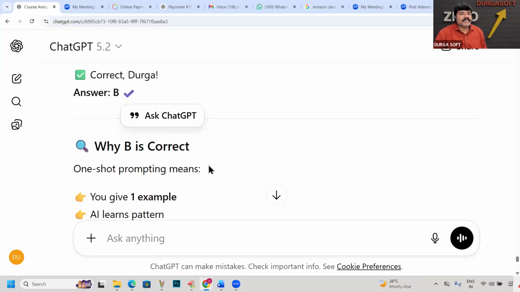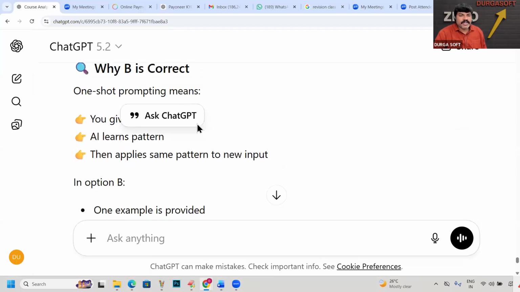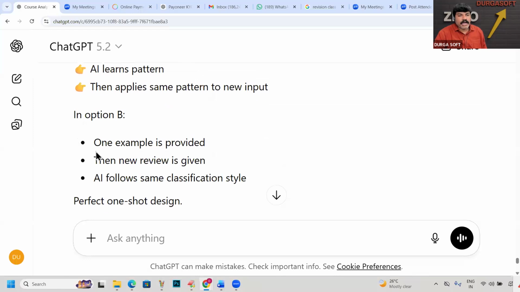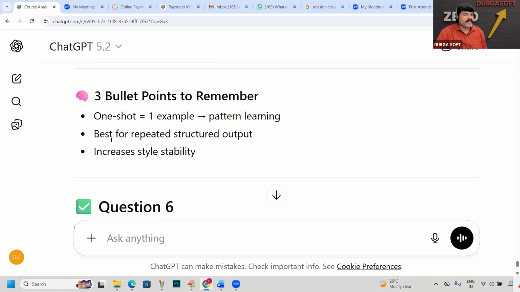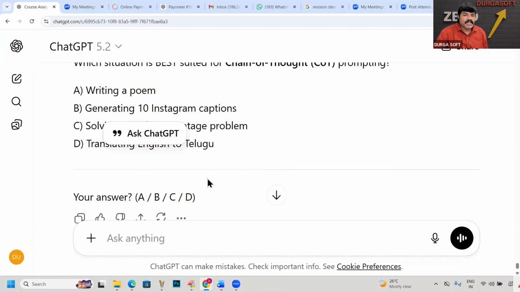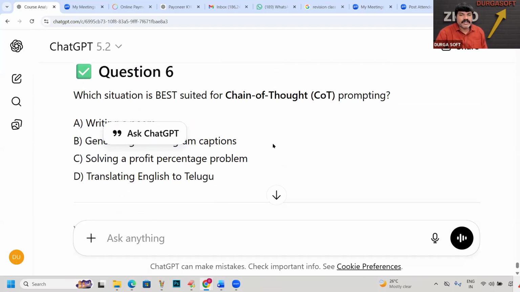Okay. Sir, here answer B. One shot prompting means you give one example, AI learns the pattern, then applies the same pattern to new input. So in option B, one example is provided, then a new review is given, and AI follows the same classification style. So perfect one shot design. One shot: one example, pattern learning, best for repeated structured output, increases style stability.